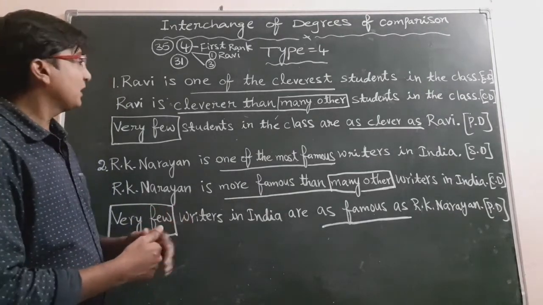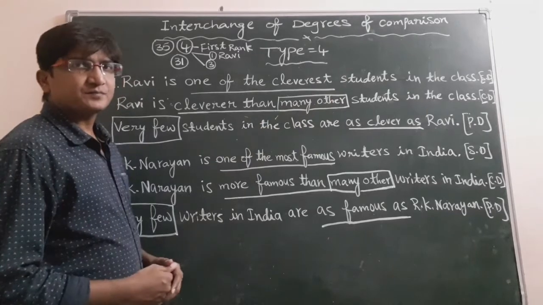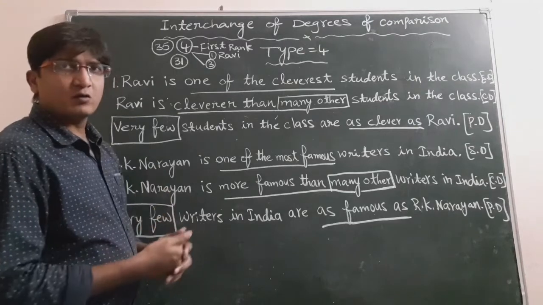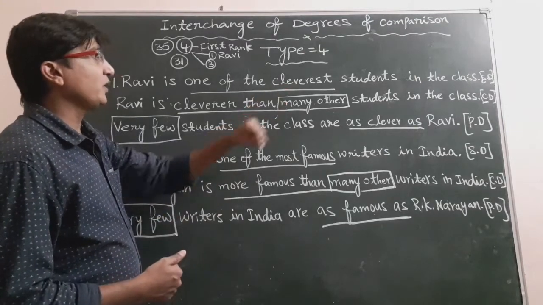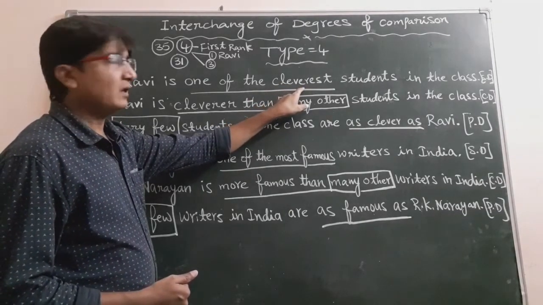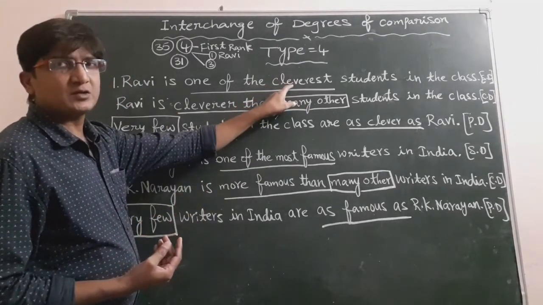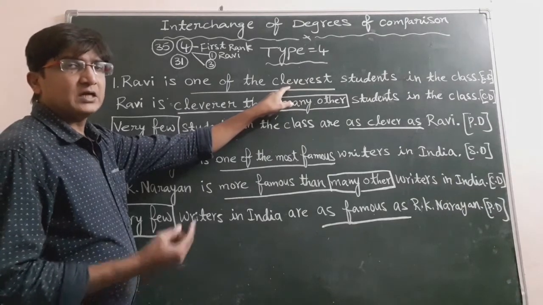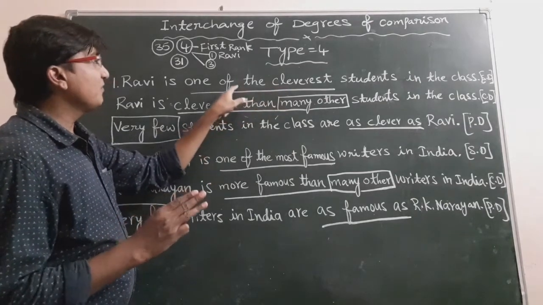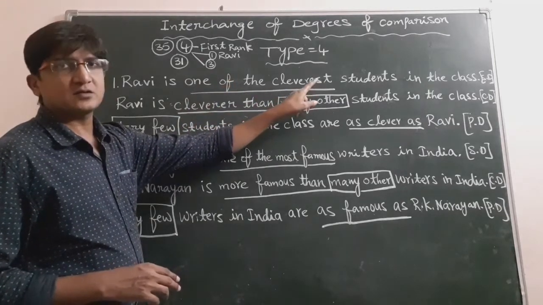So let us start. Ravi is one of the cleverest students in the class. Again here it is in superlative degree. How can we know? Looking at the adjective here. See, cleverest. This is the superlative degree. And as I said about the definite article, it will be preceded by superlative degree. And the difference between type 3 and type 4 is, in type 3 we will not have one of. We will have only the cleverest student. Student will come.